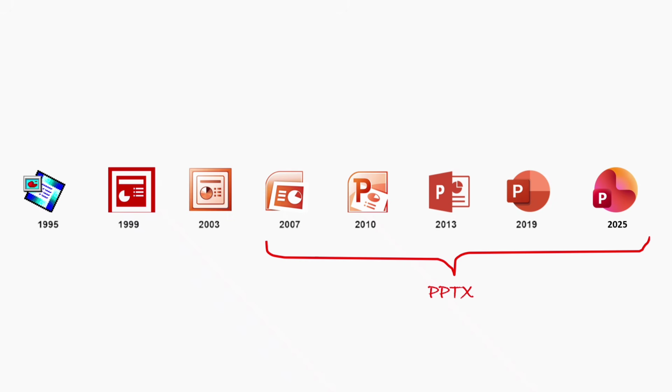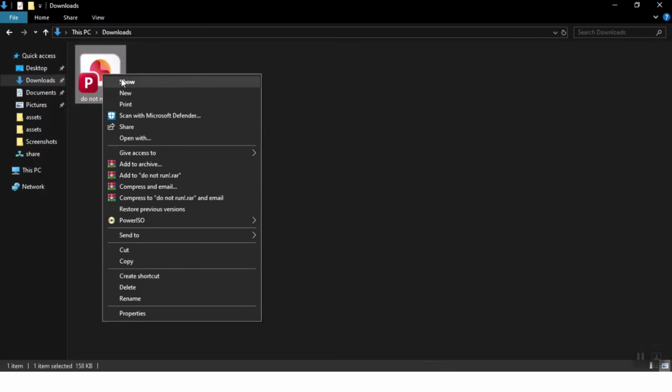PowerPoint file formats are usually PPTX or PPT in older versions. There are also PPS and PPSX formats, which are for slideshows, and when you open them, you will directly enter the slideshow viewing mode.